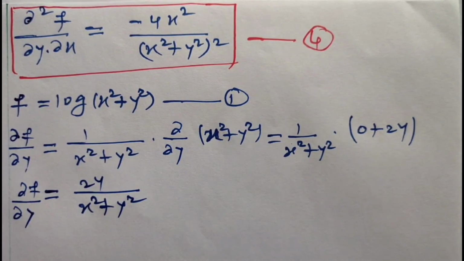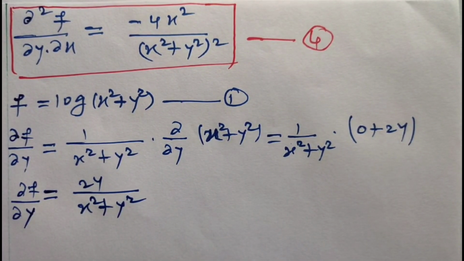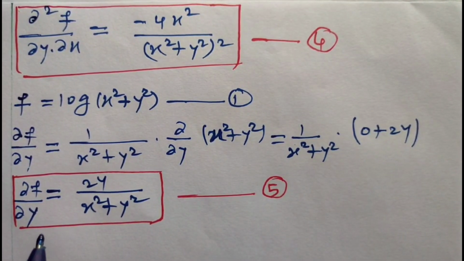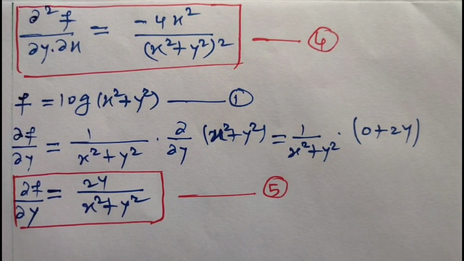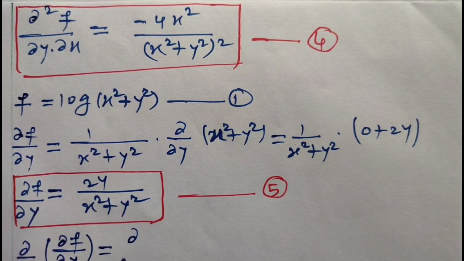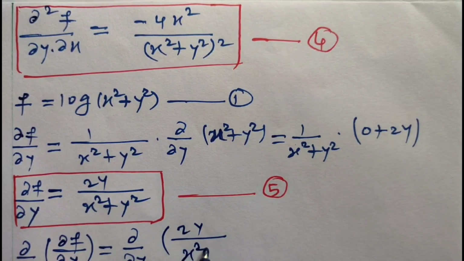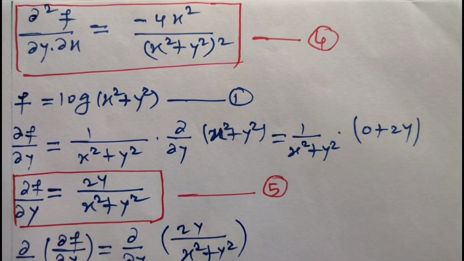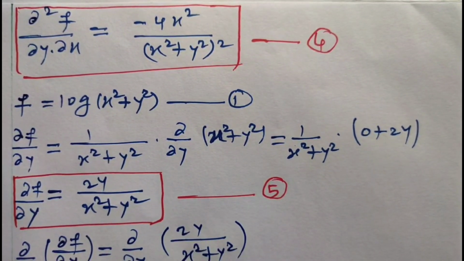And consider this is result number 5. Now partially differentiate both sides of result number 5 with respect to y. Hence the partial derivative with respect to y of the left hand side, that is ∂f/∂y, is equal to the partial derivative with respect to y of the right hand side, 2y divided by x² + y². And here y appears in the numerator as well as in the denominator, so we have to apply the derivative formula for a u upon v function.